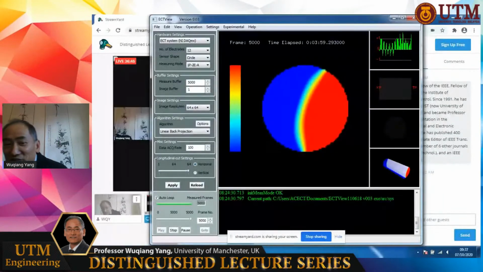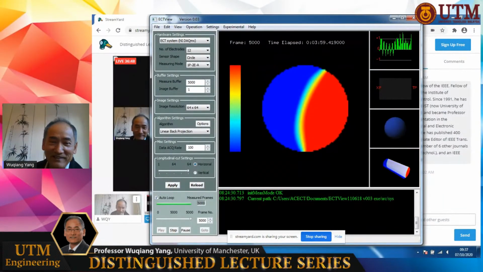Can you see a second screen? Okay, now you can see a second screen.